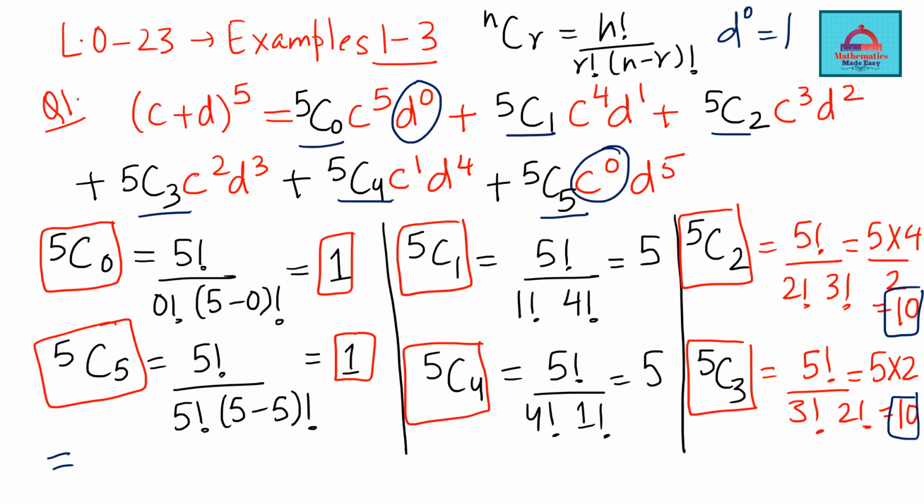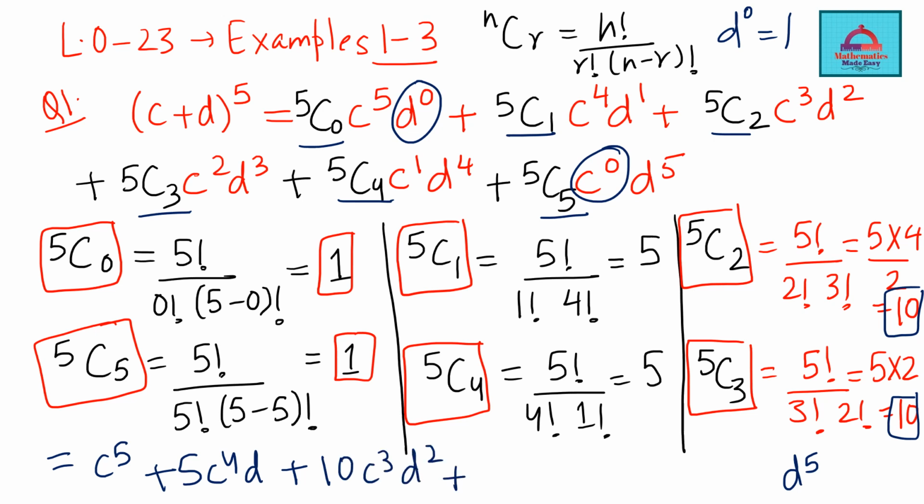So what we are left with: the first term C^5, the last term D^5. Next term, 5C1 is going to be 5, 5C^4 D. Next term, 5C2 is going to be 10, 10C^3 D^2. Next term, 5C3 is also 10, so it's 10C^2 D^3. Next term, 5C4 is 5, 5CD^4, and finally the last term D^5. So this is your final answer.